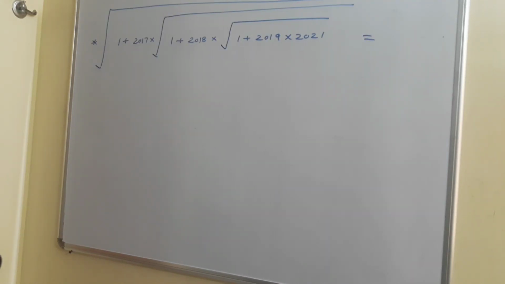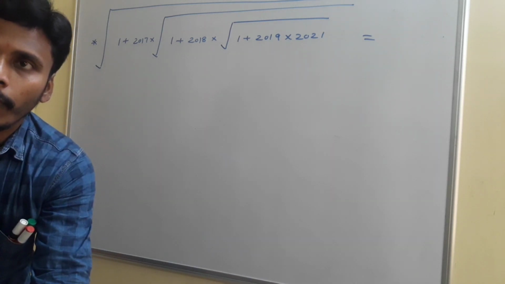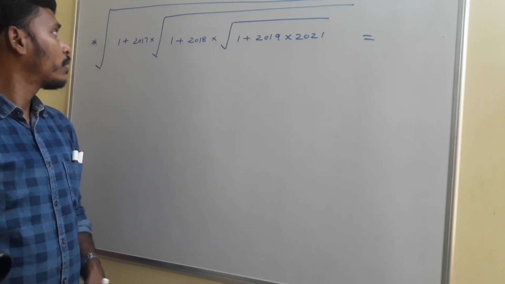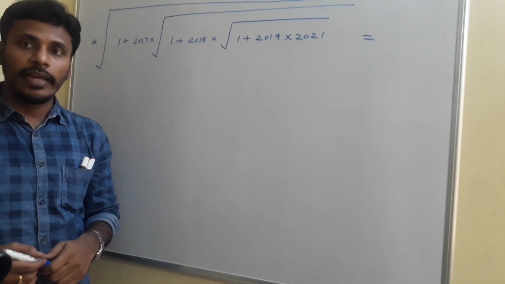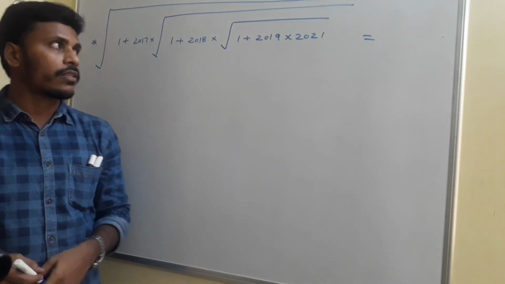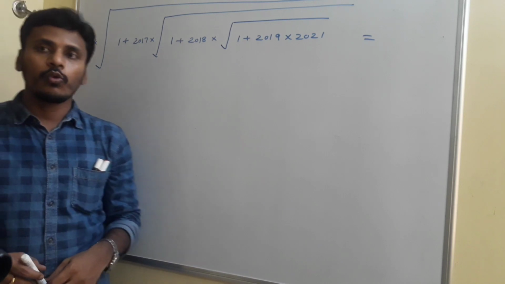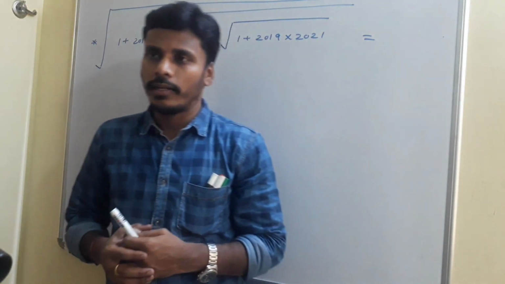The problem involves 3 square roots. It's a repeated task. Square root of 1 plus 2017 into square root of 1 plus 2018 into square root of 1 plus 2019 into 2021. What is your answer for this question? Right? It's a somewhat tricky question to answer.